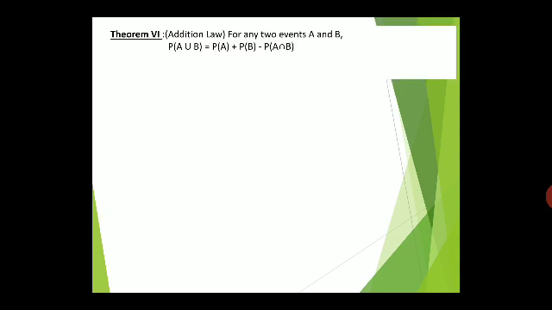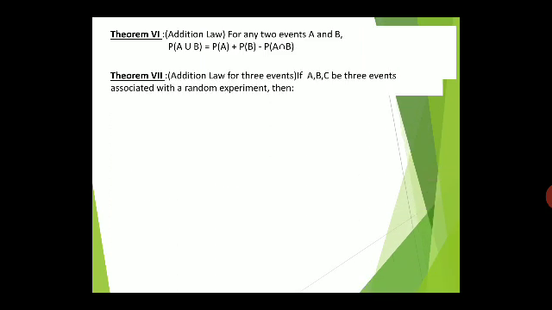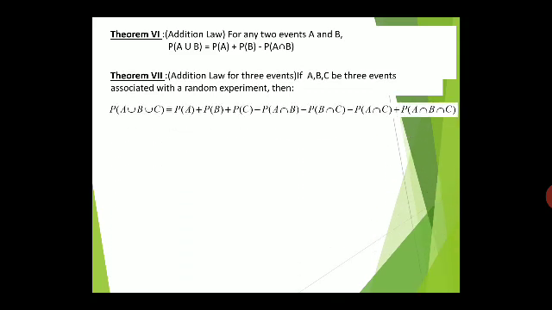Theorem 6, addition law: for any two events A and B, probability of A union B equals probability of A plus probability of B minus probability of A intersection B. Now theorem 7, addition law for three events. If A, B, C are three events associated with a random experiment, then probability of A union B union C equals P(A) plus P(B) plus P(C) minus P(A intersection B) minus P(B intersection C) minus P(A intersection C) plus P(A intersection B intersection C).